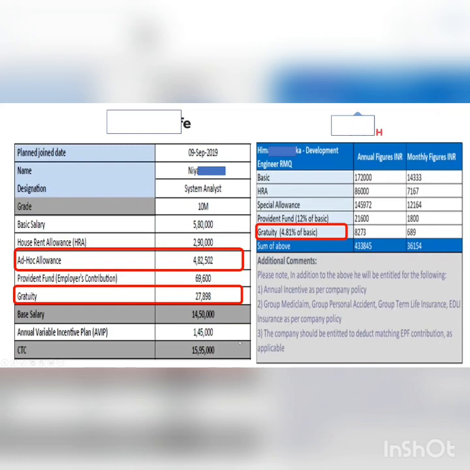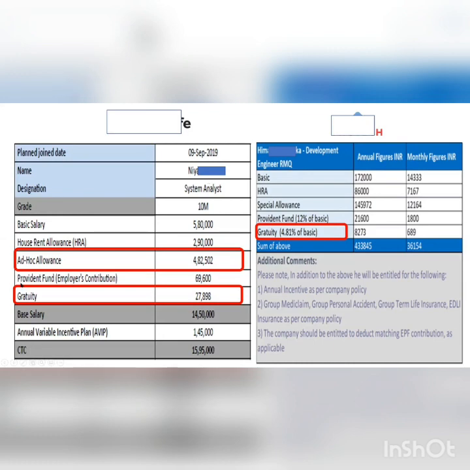If you notice here, I would say this is not a good example of a compensation structure, and I would never suggest that you should refer to these kinds of compensation breakups for your companies. Why so? Because this is an example of a combination of flexi and traditional. They have decided the basic salary, HRA, and they have given a component named ad hoc allowance, where the employee can pick up allowances up to this amount of 4,80,502 rupees. But this is a really bad example of a compensation structure.